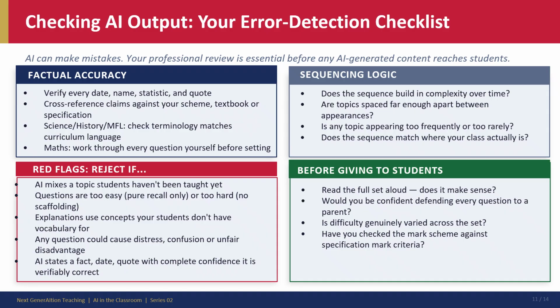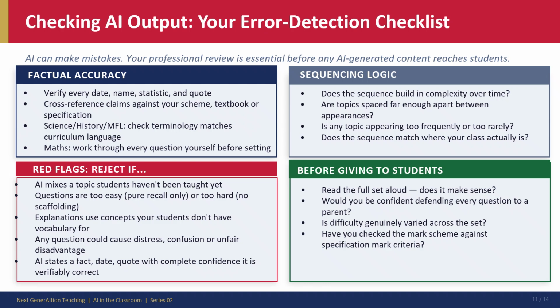The sequencing logic. Does the sequence build in complexity over time? Are topics spaced far enough apart between appearances? Is any single topic appearing too frequently or too rarely? And does the sequence actually match where your class is right now? Or is it hypothetically well designed but practically wrong for the room that you teach in?